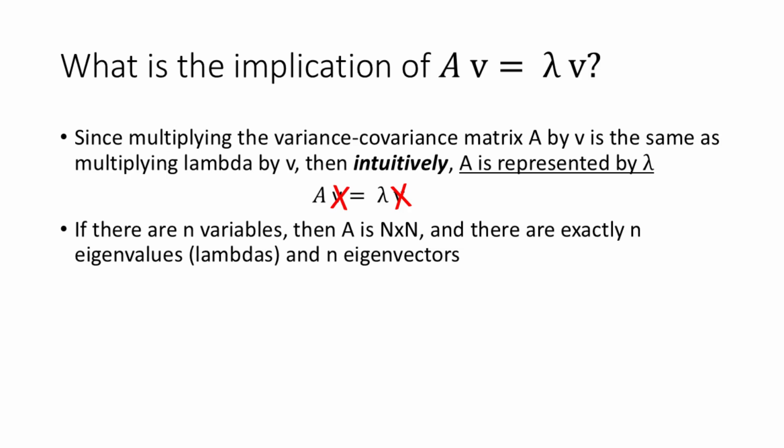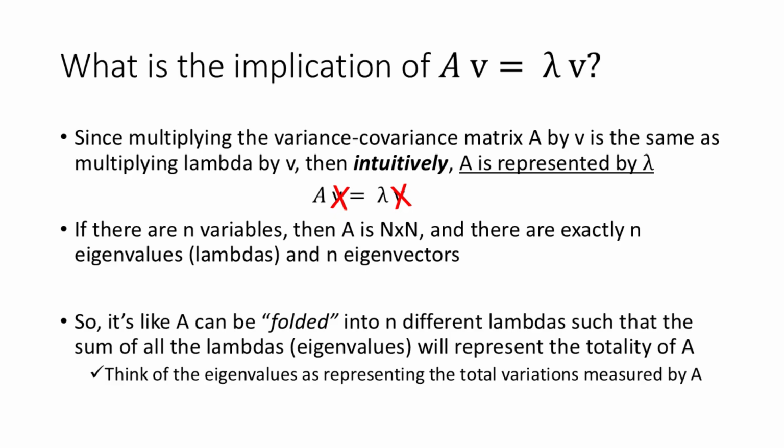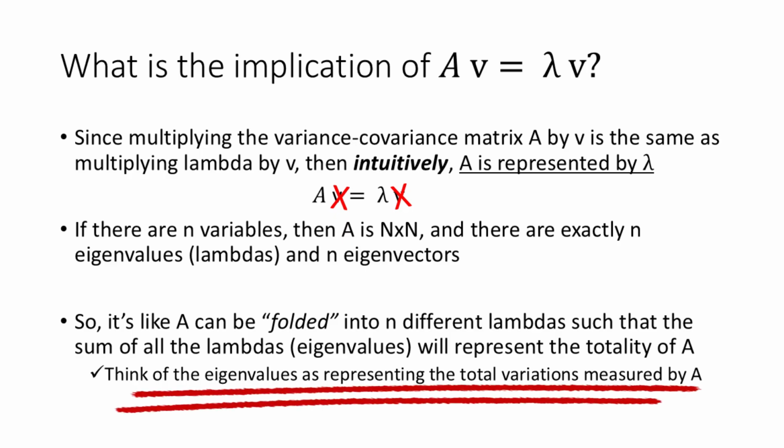If there are n variables, then A is n by n, and there are exactly n eigenvalues or lambdas and n eigenvectors. So it's like A can be folded into n different lambdas such that the sum of all the lambdas or eigenvalues will represent the totality of A. So think of the eigenvalues as representing the total variations measured by A.